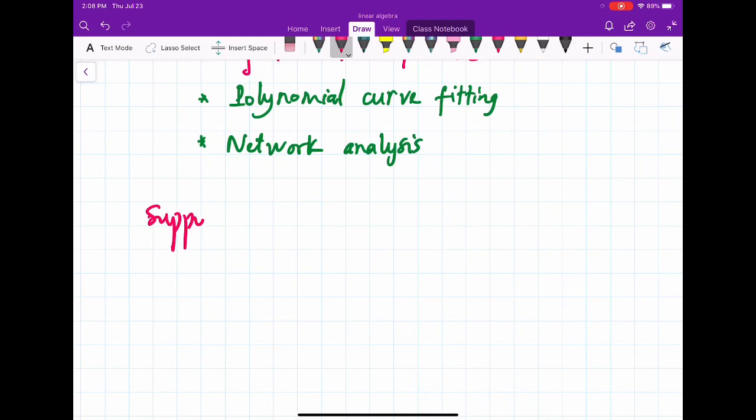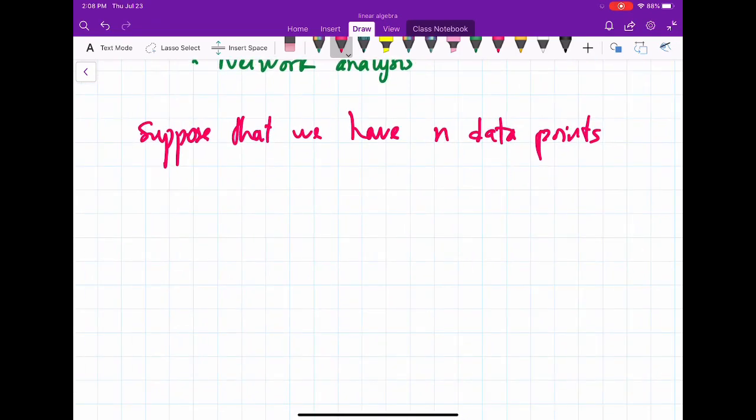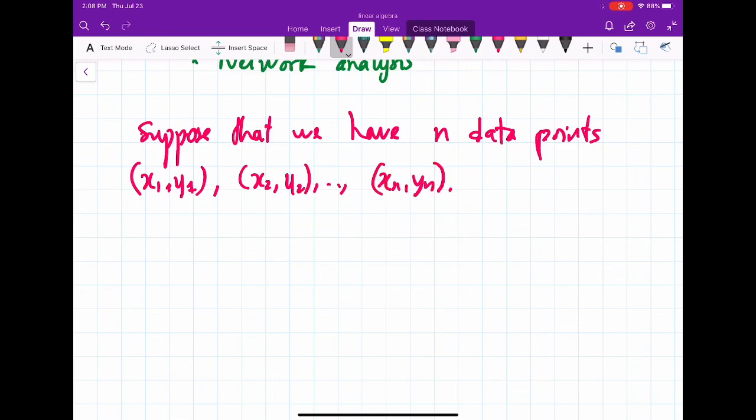Suppose that we have n data points. So, they are just points on the plane, okay? Just points on the plane. And we have x1, y1, x2, y2, and so on, xn, yn. The meaning of this is like you have a function y equal to f of x, right?